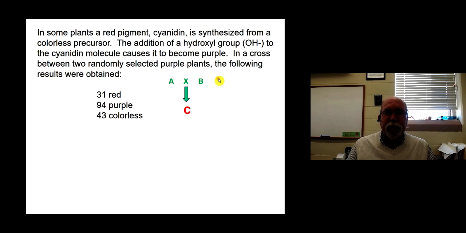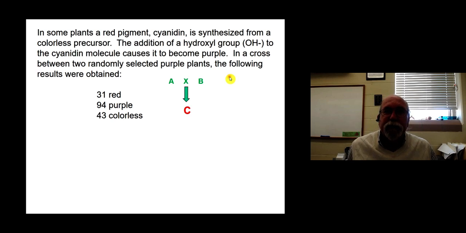So just diagram it. Might as well just think about that. What's he going to ask me? He's going to ask me, what's the mode of inheritance? What's the genotype of all these guys that are C? What's the genotype and phenotype of A? What's the genotype and phenotype of B? That's exactly what it's going to be asking you, okay?